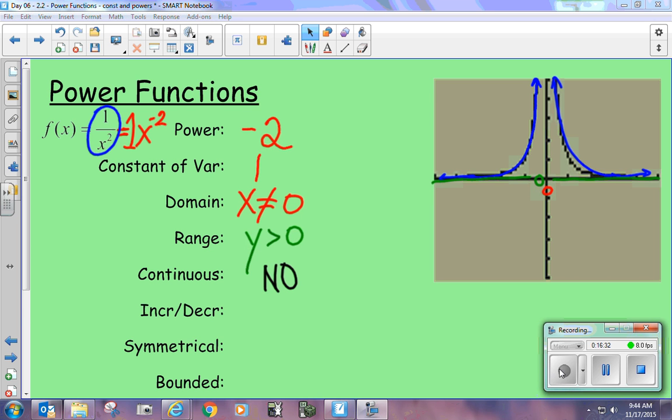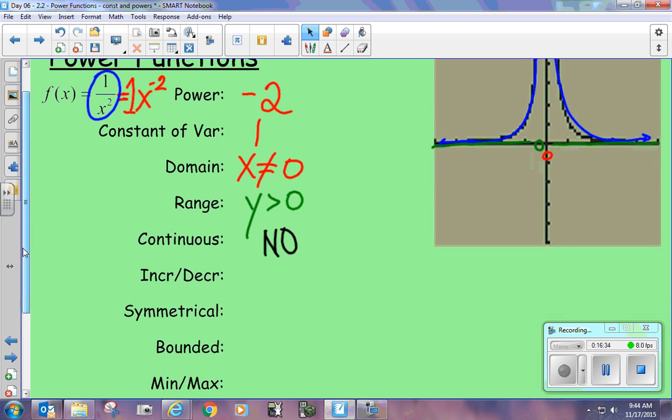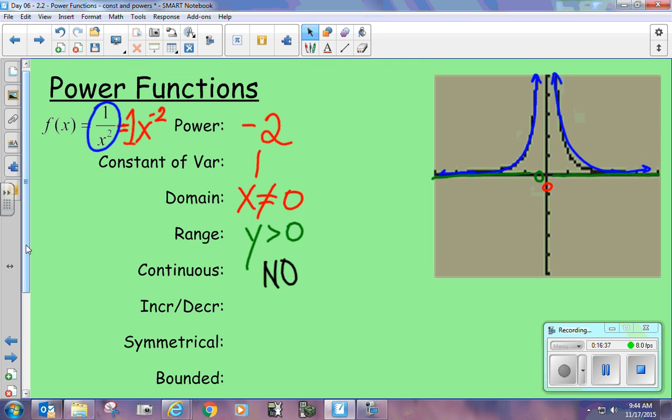Where is it increasing and where is it decreasing? Any takers? Donnell, you think you know this or no? Increasing or decreasing? Either one. Let's start with increasing. Where does this function have a positive slope? Pick a quadrant. Quadrant 2? Quadrant 2 has a positive slope. But how do I write that? Where is it increasing? How do we say that?